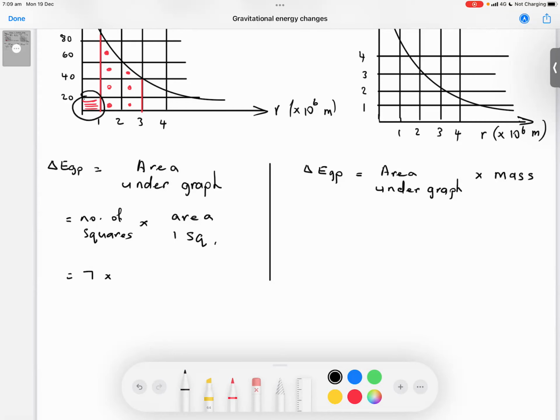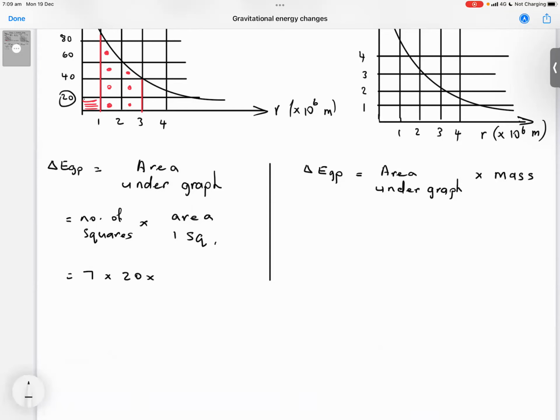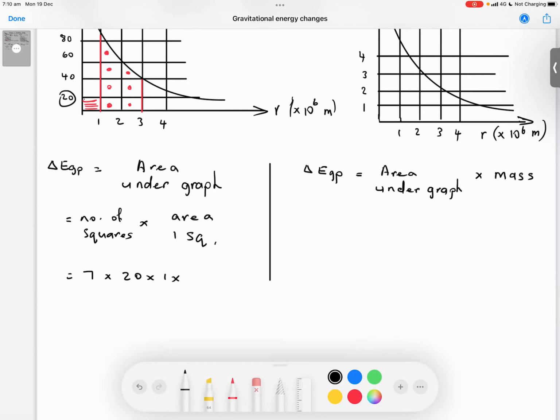And the area of one square, well, that's on the vertical axis. So I've got 20. That's that 20 multiplied by 1. And important to remember this scaling factor here, by 10 to the 6. All right. Now, if you multiply all of that out, we get 1.4 by 10 to the 8. And the units of energy is a Newton meter or joule. So the change in gravitational potential energy is 1.4 by 10 to the 8 joules, which is a fairly large number.